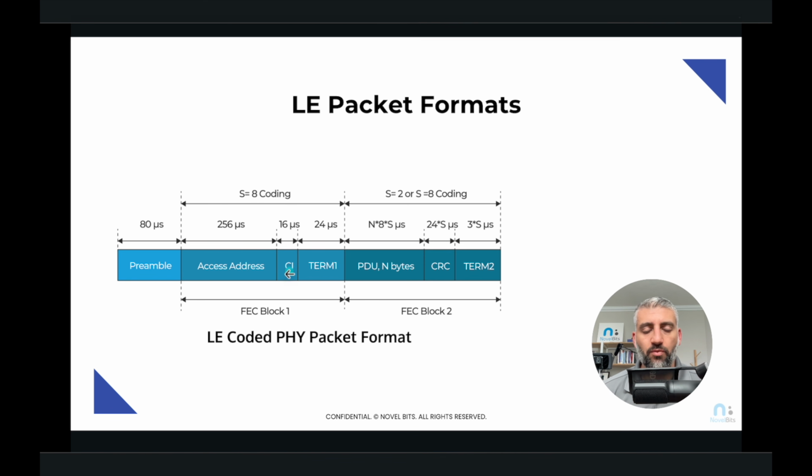Then there's the access address, then we have what's called the coding indicator, and then there's the TERM1 field. These are all necessary for the receiver to understand how to parse the second part. You can see here, it's always using the S=8 coding for this part, which gives it a way to read this and know that this is going to be in a fixed format, and it'll be able to parse this coding indicator, which indicates whether the next FEC block 2 is configured with S=2 or S=8. So based on the CI field, you'll be able to tell whether it's 2 or 8 and then be able to parse the rest of the data.